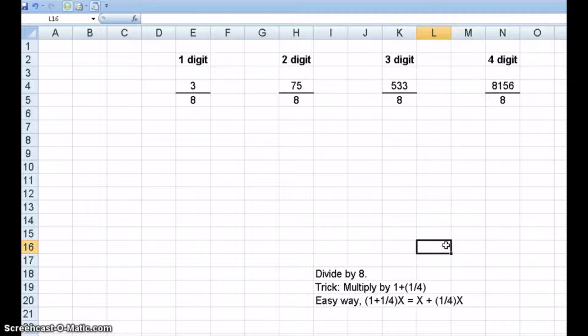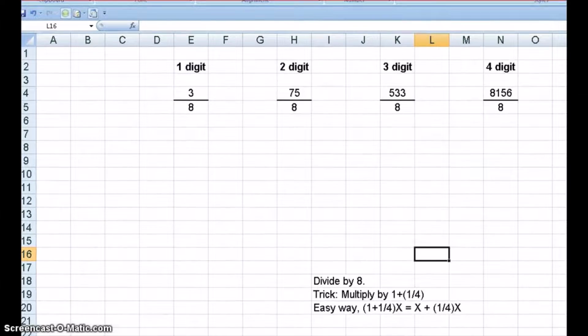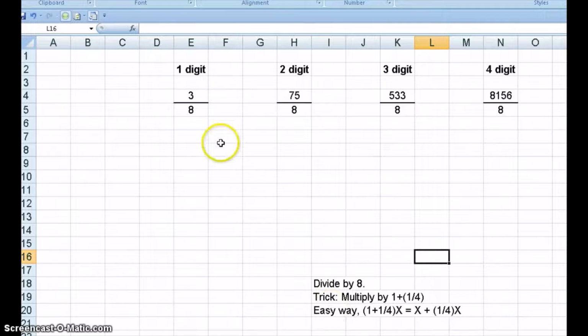Taking a fourth of the number is dividing by 4, and to divide by 4, it's not really a trick, it's just common sense. If you're dividing a number by 4, that's the same thing as dividing by 2, and then dividing by 2 again. So let's take a look at this. 3 divided by 8. If you divide 3 by 2, you get 1.5. And if you divide by 2 again, you get 0.75.